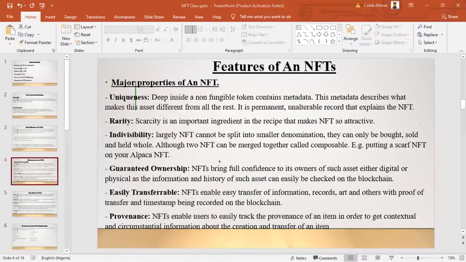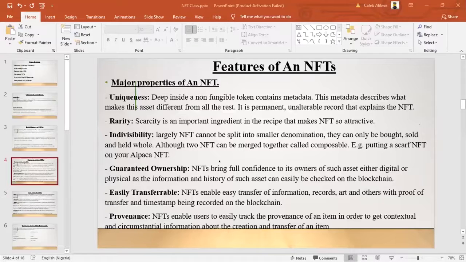Guaranteed ownership. NFT brings full confidence to its owners of such assets, either digital or physical, as information and history of such assets can easily be checked on the blockchain. So for physical arts, someone could go to a gallery and buy an art, and for some reason, an expert can come and check and find out that that art is fake. But with NFTs, before you buy a particular art, you can check the history of it on the blockchain, see who created it, see all the information you need about the NFT, and know whether you are buying the real artwork or the real NFT or the fake.